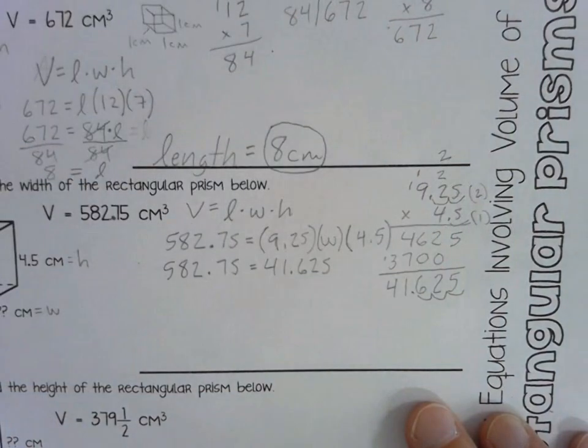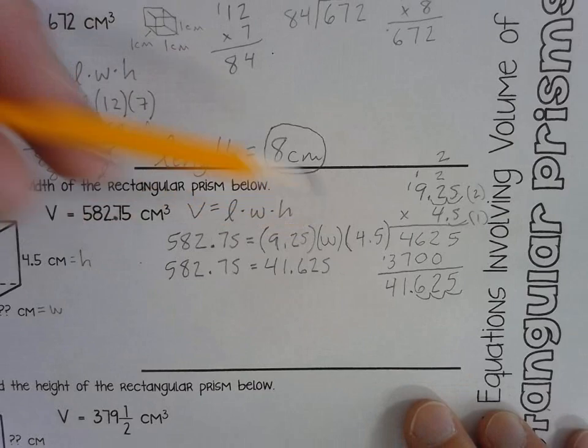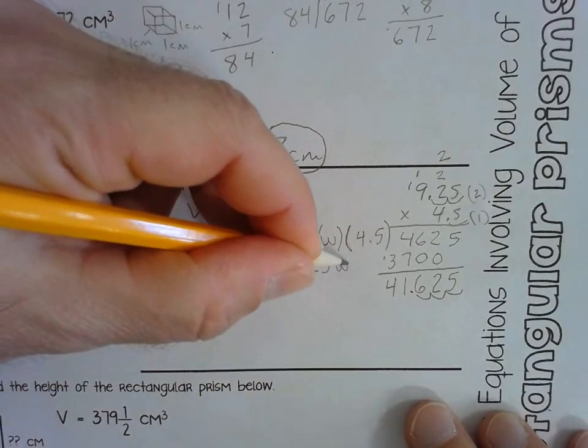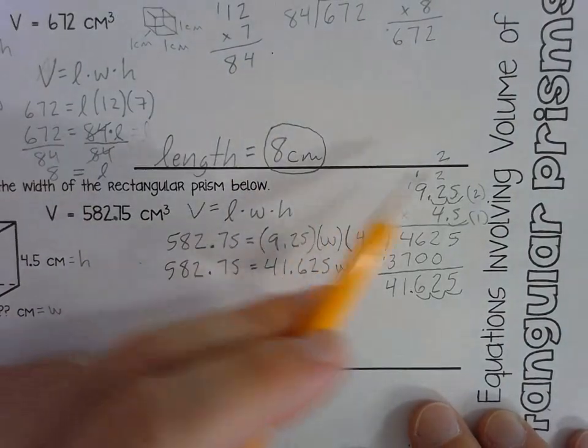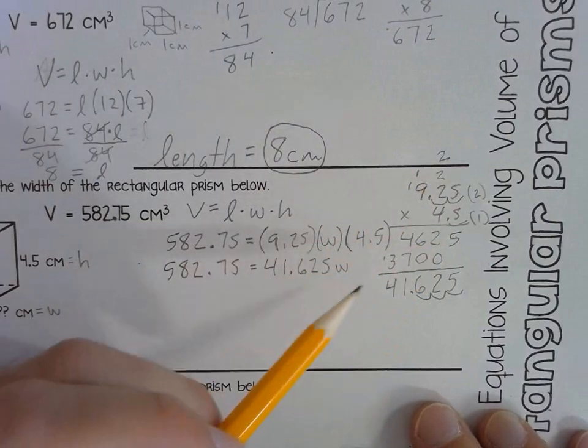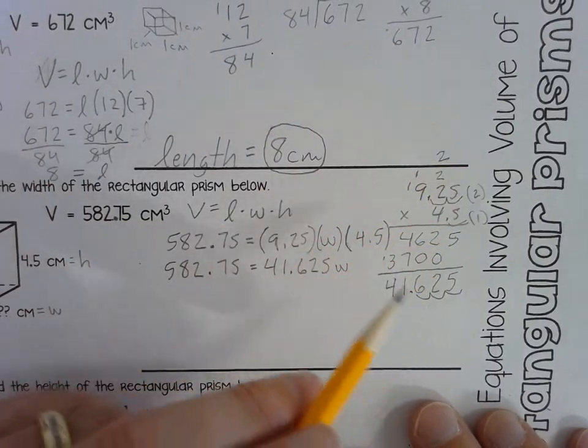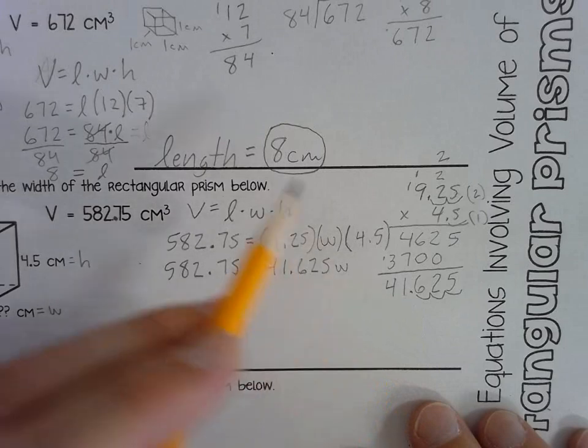So that means 9.25 times this is 41.625. And now I have my W still. Okay? So this is a little bit of work here. You got to take your time, just one step at a time. Don't get in a rush and just work it out.